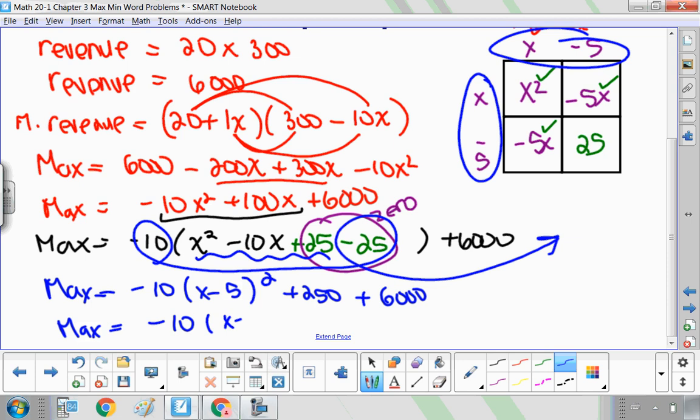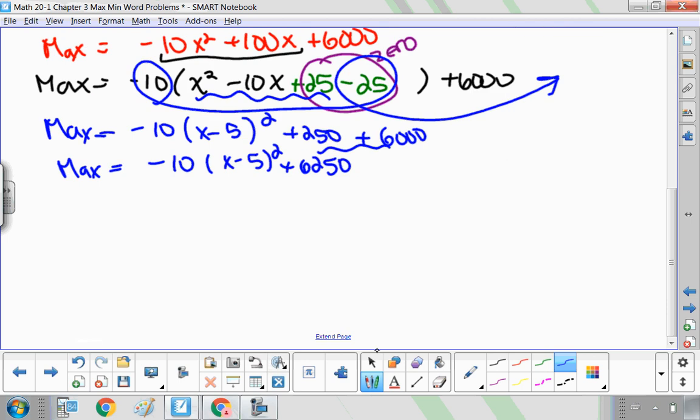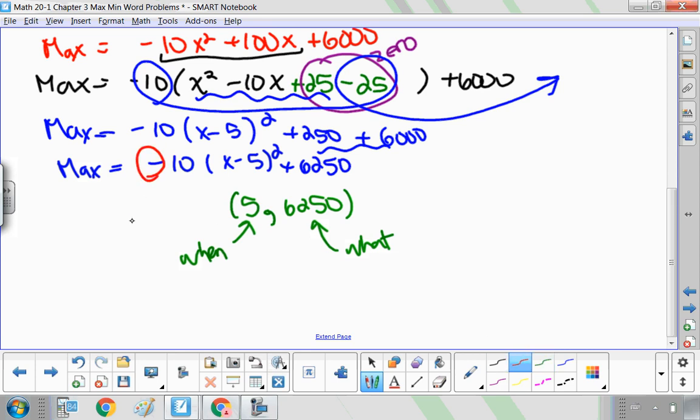So finishing this off here, all I have to do is combine my like terms on the outside, which is 6,250. So let's look at my vertex, opposite on the inside, straight up on the outside. So this is what my max or min is. This is when it occurs. So since I have a negative opening down, I know I have a maximum, and that maximum is my maximum revenue or output.